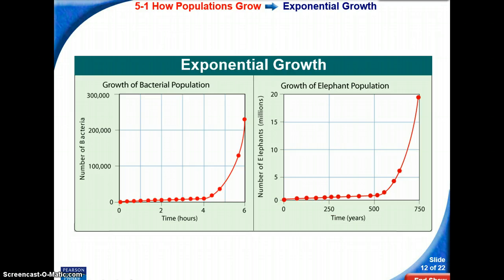This is what a chart is going to look like. We have here a bacterial growth population, but this one over here is the growth of an elephant population. If you look, we're talking hours versus years over here. The growth rate looks the same. You start out with a little bit, and they keep reproducing until all of a sudden you get this huge spike in our population. And this is kind of a little bit of a J shape here. So it doesn't matter if you're talking about bacteria or about elephants, the population is going to look the same. The graph is going to look the same when we're talking about exponential growth.